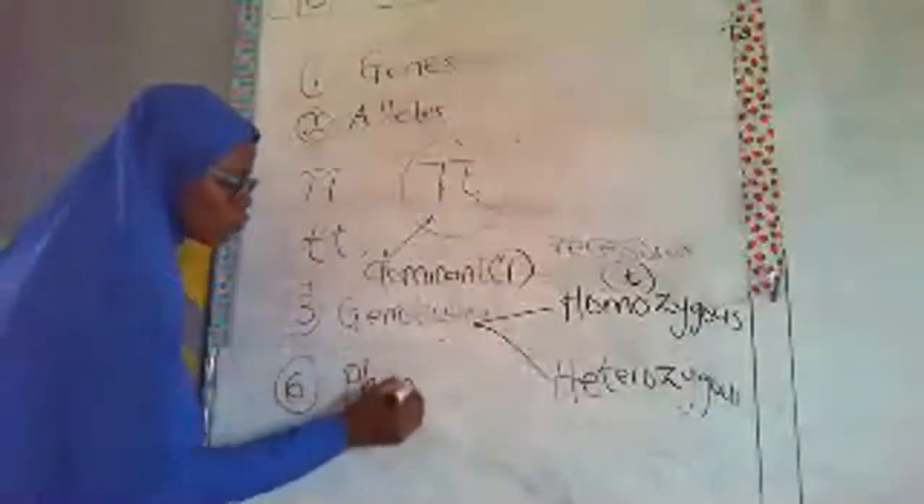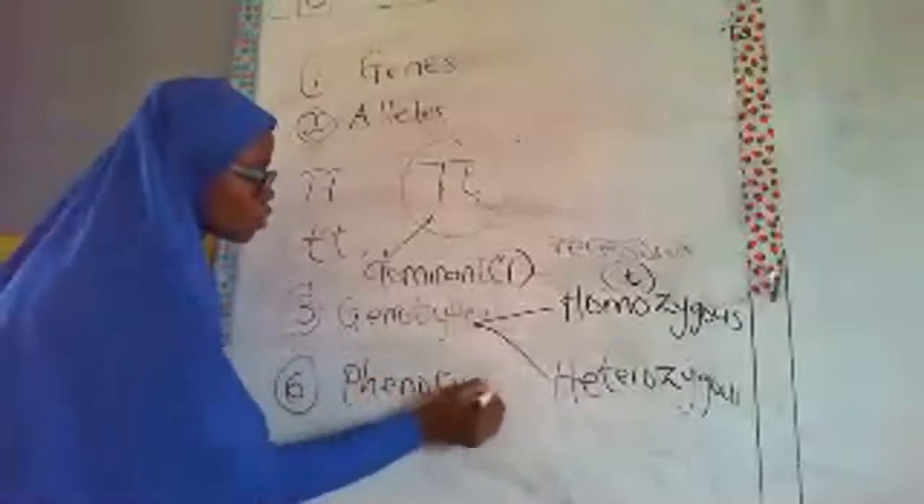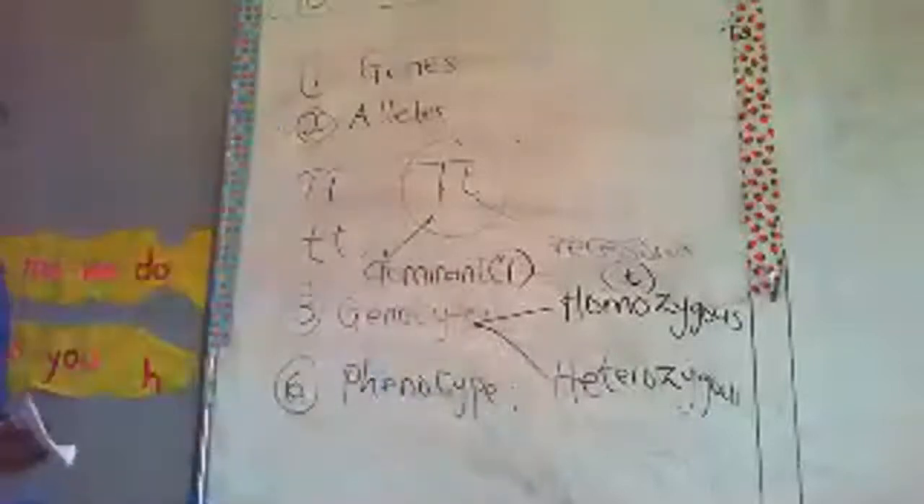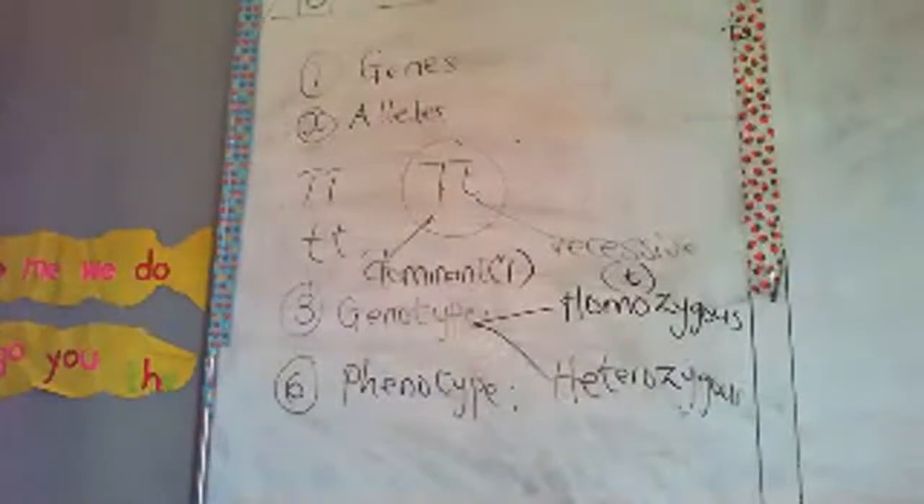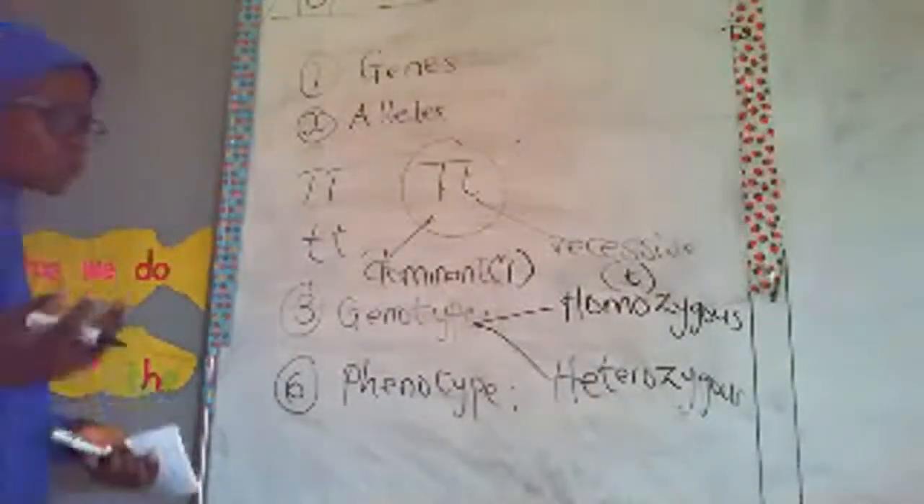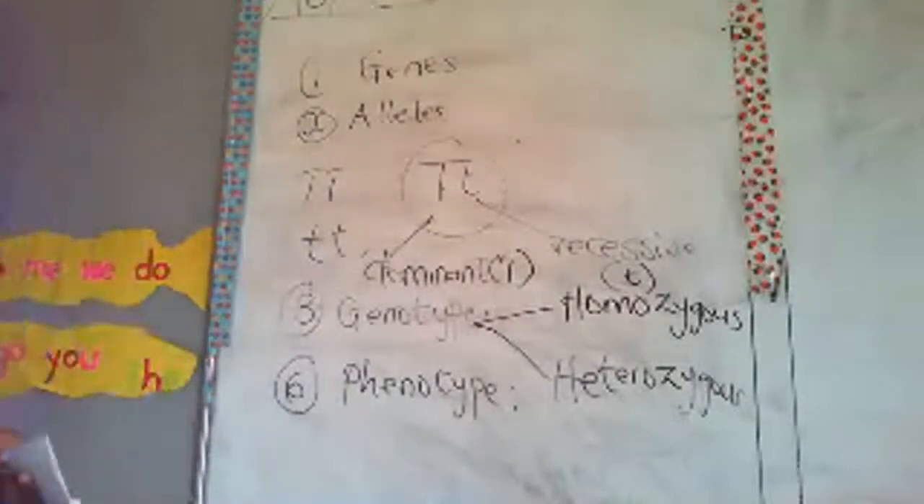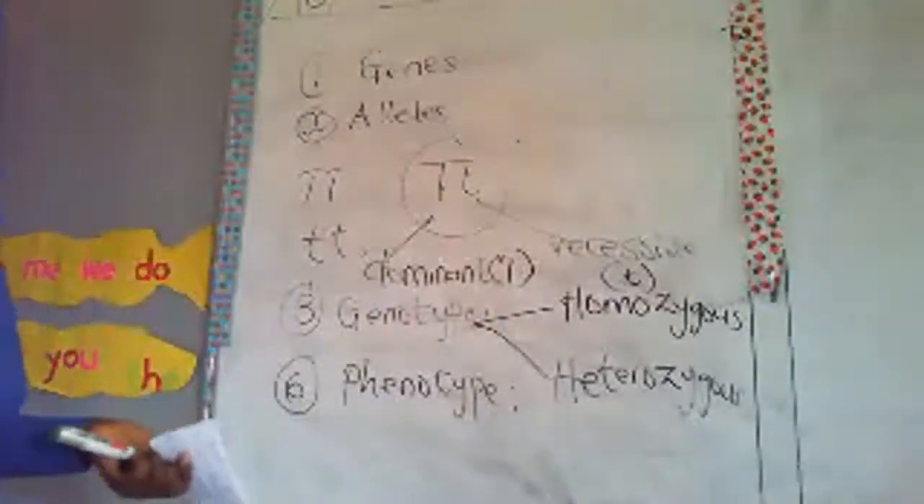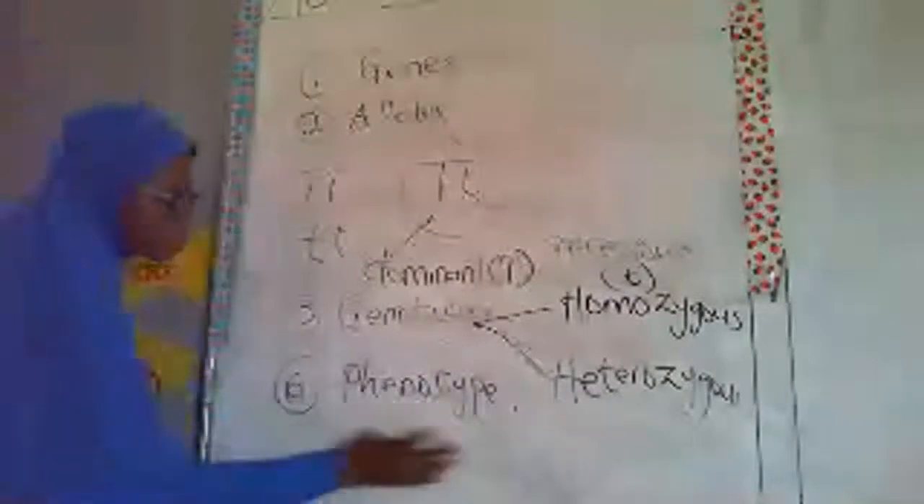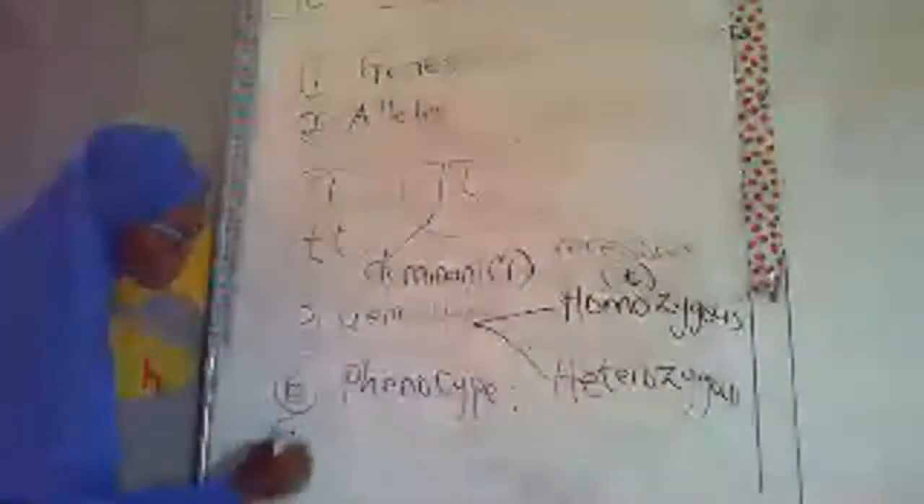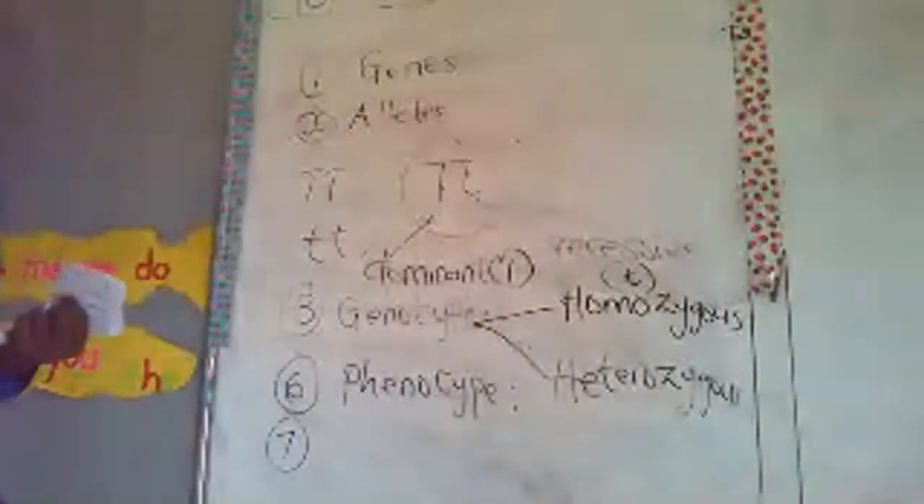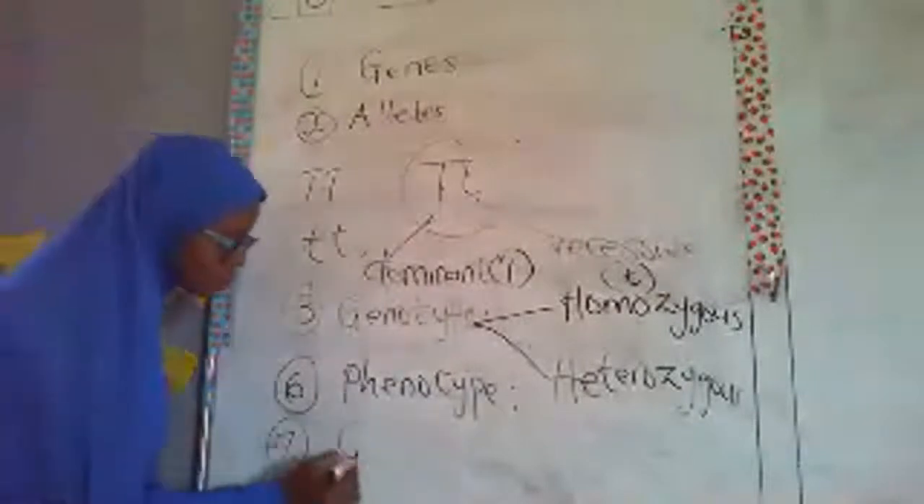Then, the next one is the phenotype. The phenotype is the total observable features inherited by an organism. This phenotype could either be behavioral, physical, or psychological. So now, we've talked about the what? The phenotype.